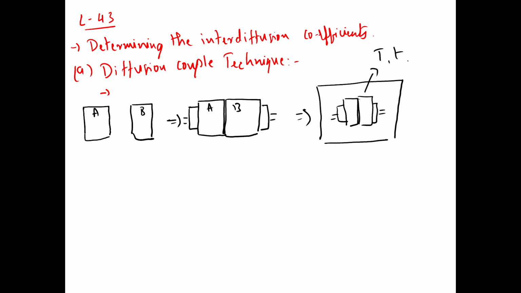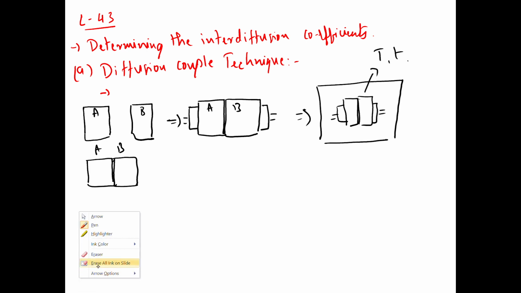So anneal for a particular temperature and time. After that, we will take this out and bisect it. It's only firmly joined, this metal A and metal B. I'll make it in a different color so that it will be easy for you guys. Sorry, I have not got that color. I think so. Yeah. So this is the diffused zone.